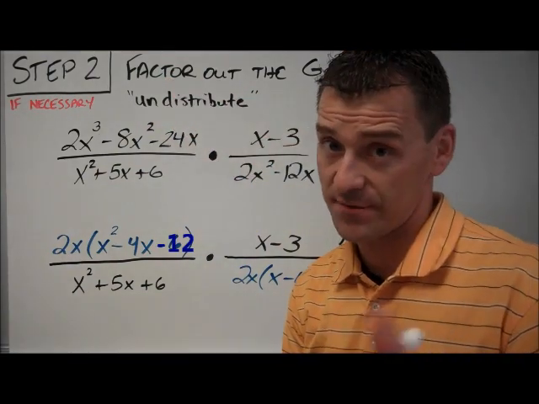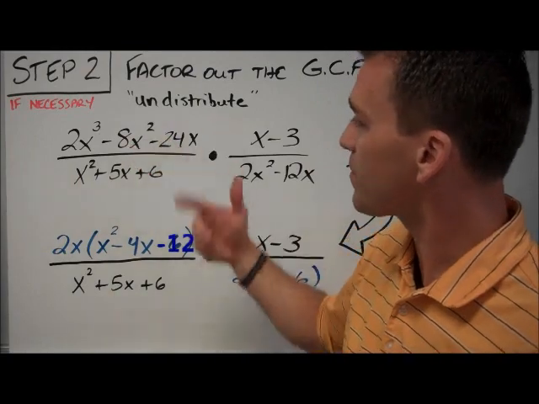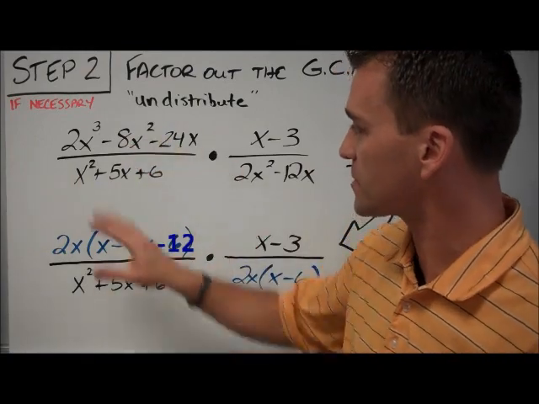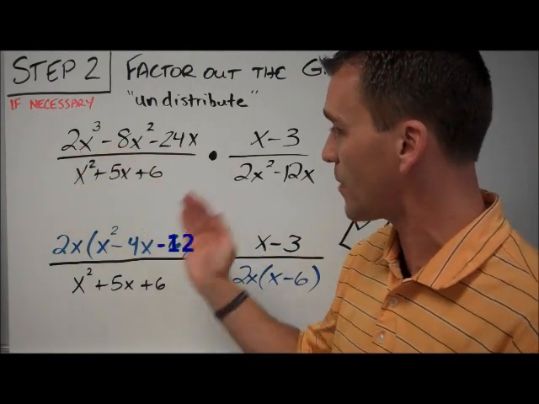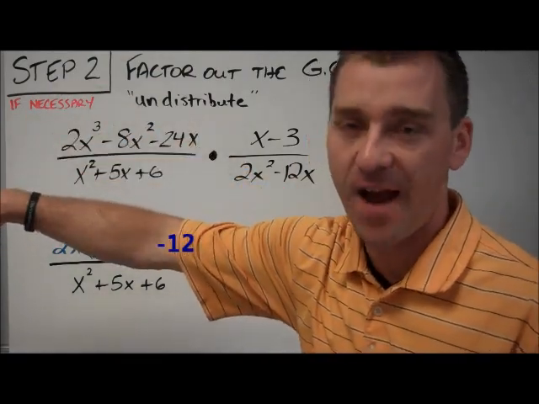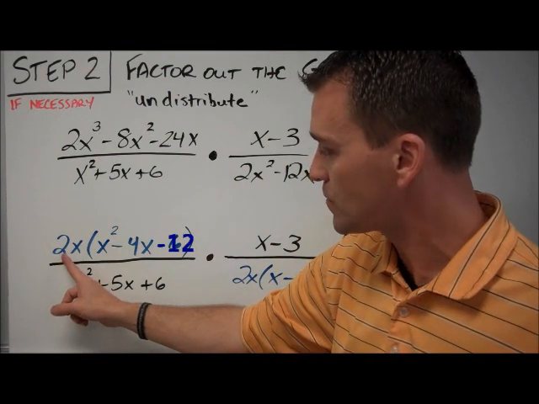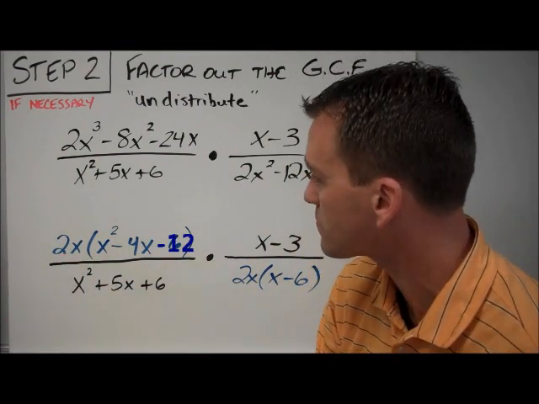Any and all GCFs, mind you. So we're really basically going to undistribute. And I've done that already for you. So you've taken this first expression, and there is a GCF in there. It's actually 2x. So I take that 2x and undistribute it. I factor out the GCF, and it becomes 2x, and then in parentheses that trinomial.